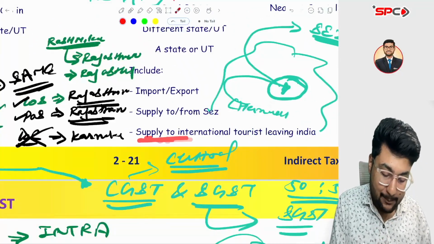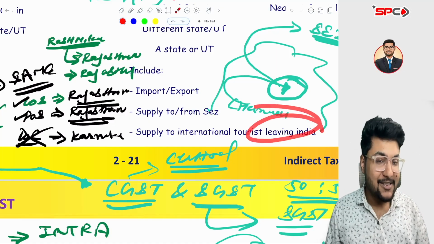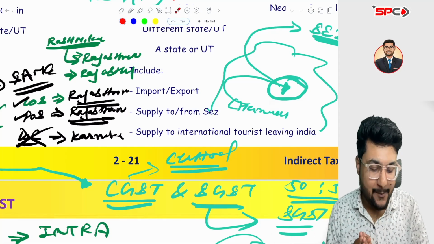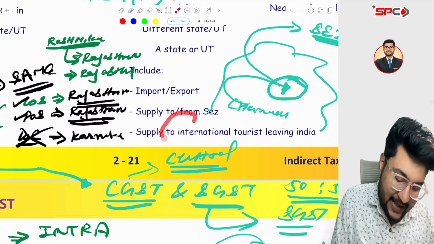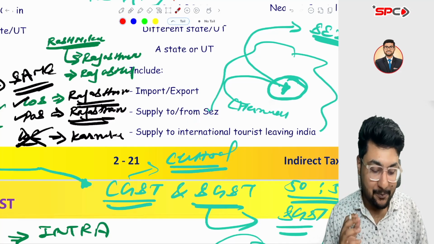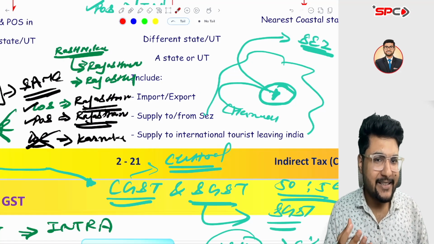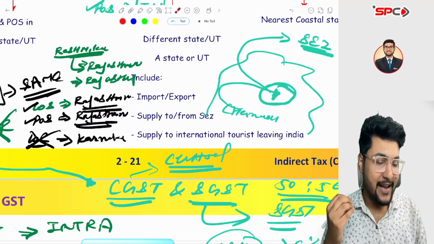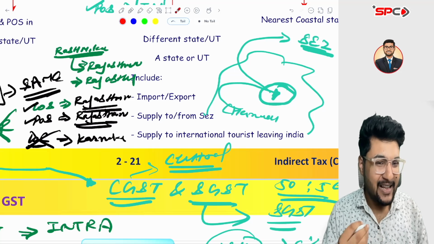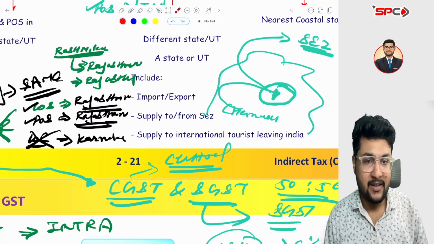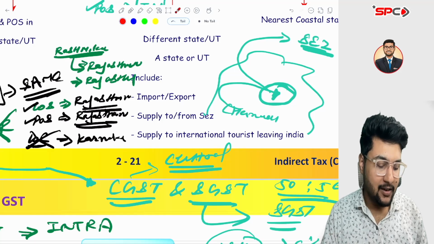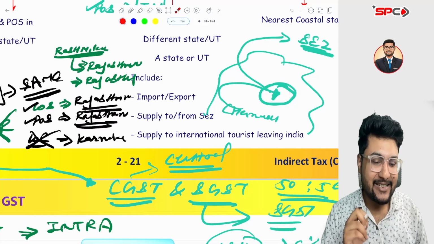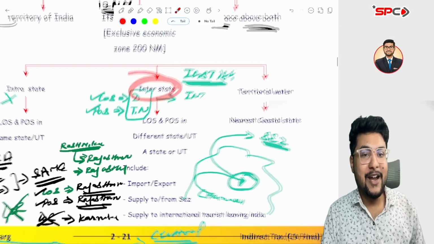Now, the third point is supply to international tourists leaving India. Suppose you have recently seen a very famous YouTuber, IShowSpeed. He comes to India, and as a shopkeeper, if I give some idli, some tasty food, some toys, any goods or services to him, because he is about to leave India in 2 days, 3 days, or a week, anything supplied to IShowSpeed is treated as an interstate supply. Are you getting my point or not?